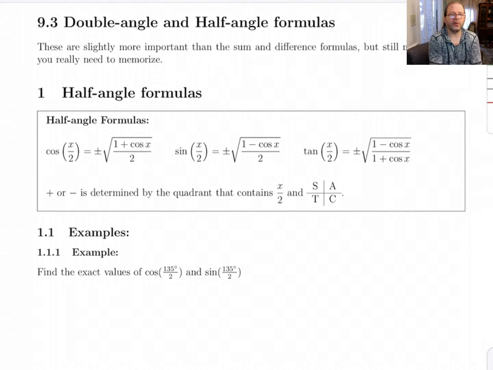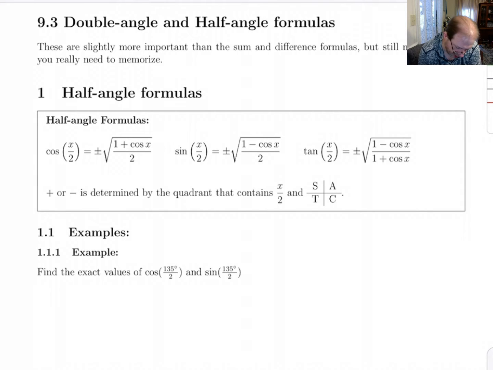All right, in 9.3, we're going to look at the double angle and half angle formulas. These are going to come up in calculus too, so they're a good thing to know. Again, I'm not going to ask you to memorize them, but know what they are and be able to use them. So on these, first let's look at the half angle formulas.